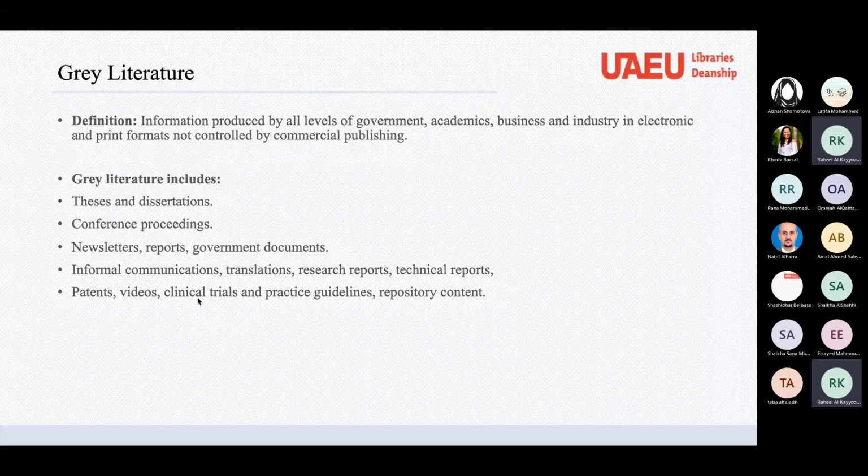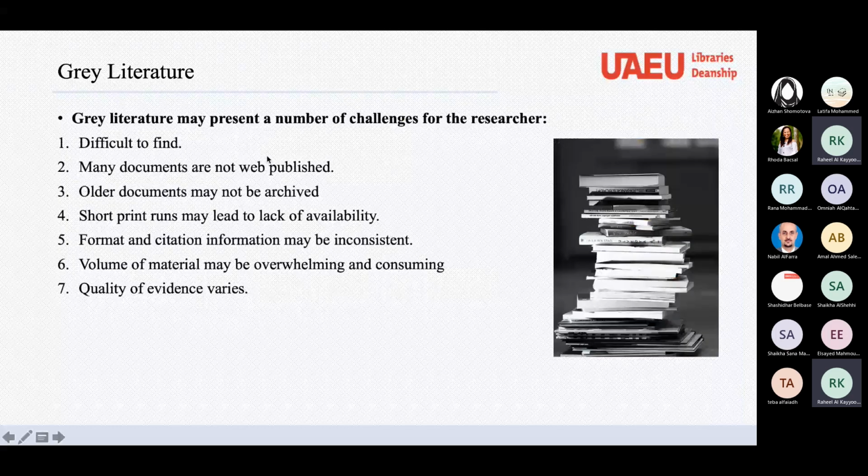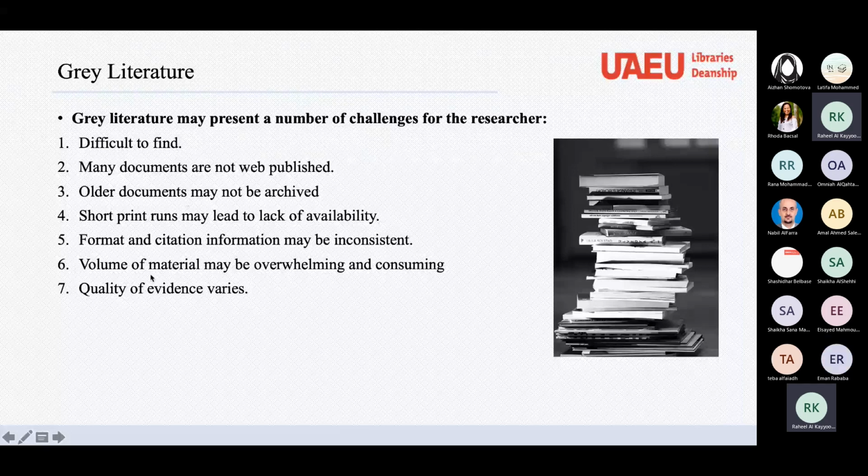All right, so grey literature may present a number of challenges for the researcher. It's difficult to find, as I say. Many documents aren't web published, and that's true. Not popular for academic or for public. Older documents may not be archived, and short print runs may lead to a lack of availability. Format and citation information may be inconsistent. Volume of material may be overwhelming and time consuming. And sometimes the quality of evidence varies. So be careful when you are selecting a type of grey literature.